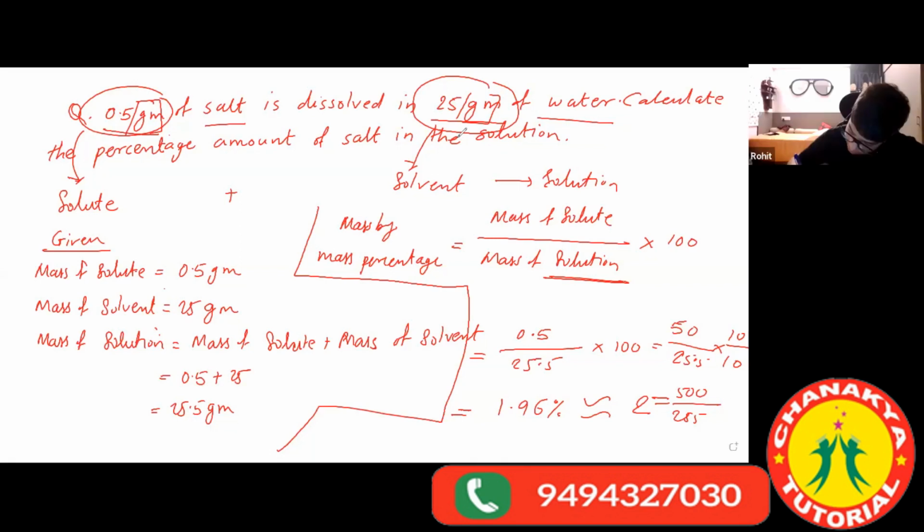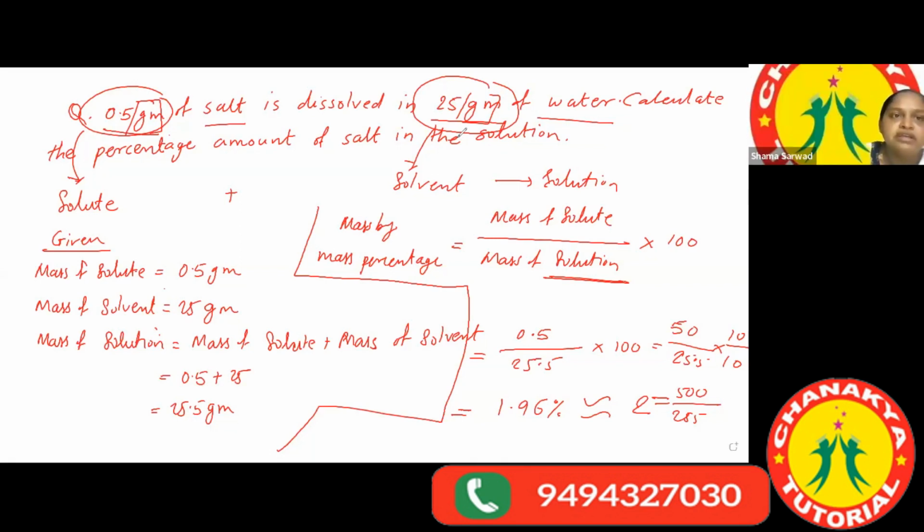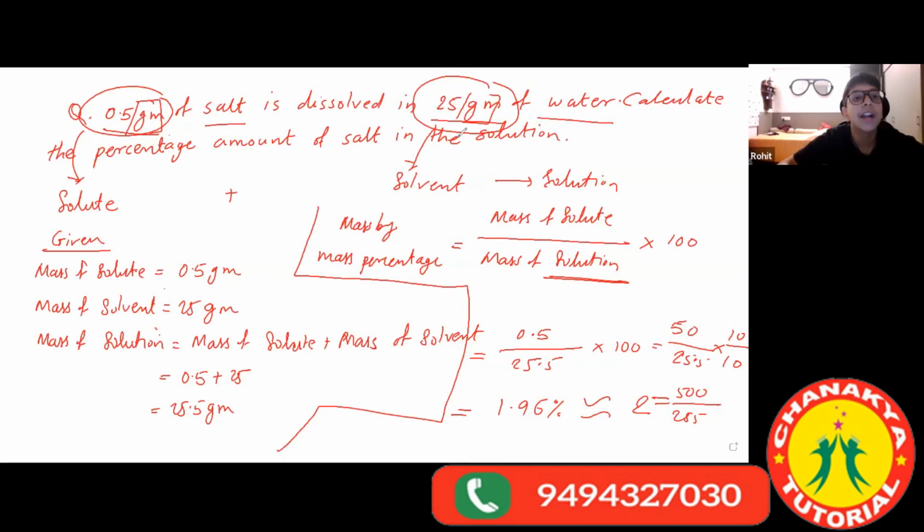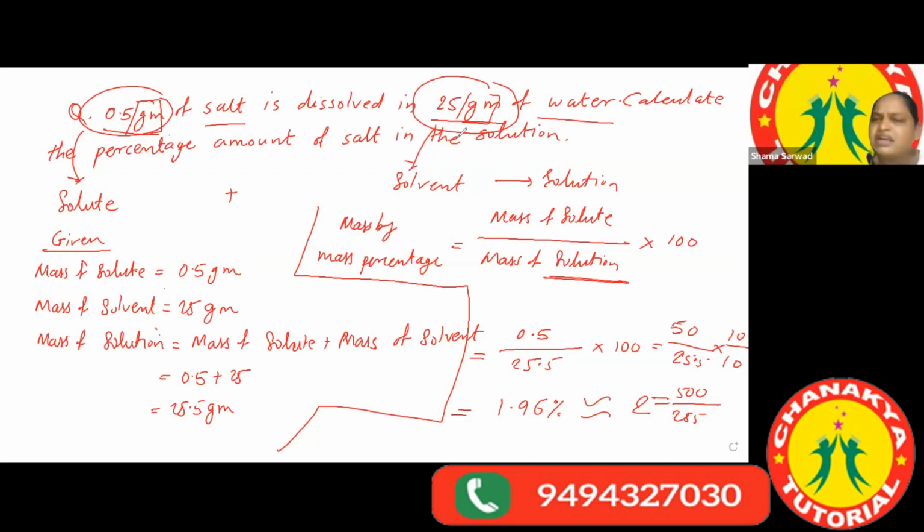Clear? Clear, ma'am. Not only you, I just wanted to ask everybody. Yukta understood? Yes, ma'am. 1.96 something. So when we round it off, it becomes 1.97%. Yeah, that's fine. That small error can be accepted, not an issue.